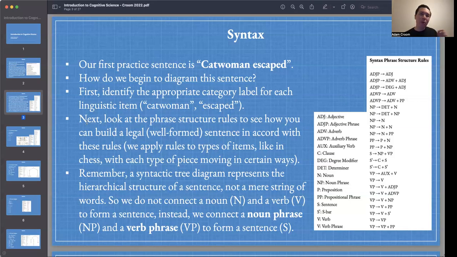All right, so after we've identified our linguistic items, then we want to look at the rules that are provided for us and build the tree structure in accord with these rules. Okay. The phrase structure rules guide you on how to build legal or well-formed sentences. Okay.